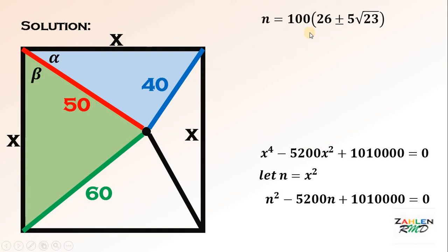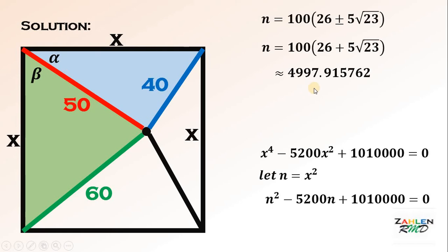Therefore, we cannot use 100 multiplied by 26 minus 5 square root of 23, because the value of 100 multiplied by 26 minus 5 square root of 23 is around 202.08, and this result is very small. Therefore, we can say that n is equal to 100 multiplied by 26 plus 5 square root of 23, or approximately equal to 4,997.915762. Also take note that it is equal to x squared, or the area of this square. And don't forget the unit, we have units squared.